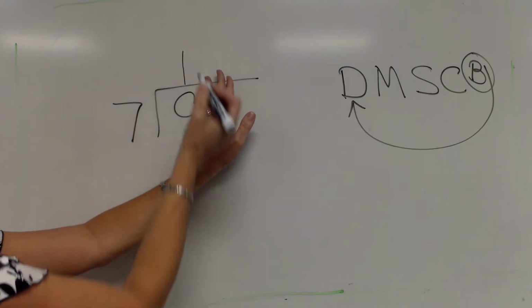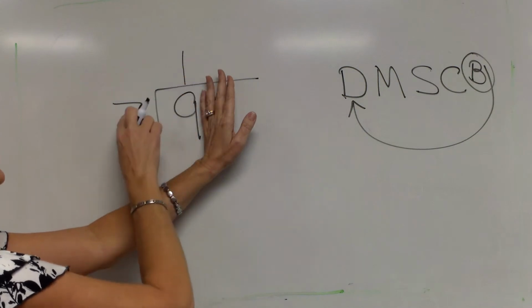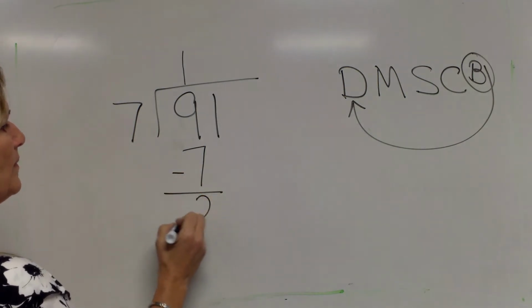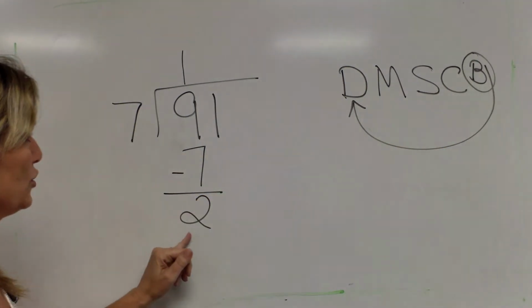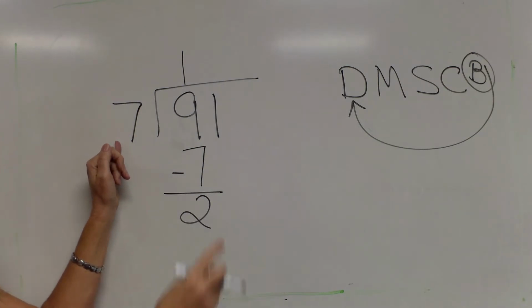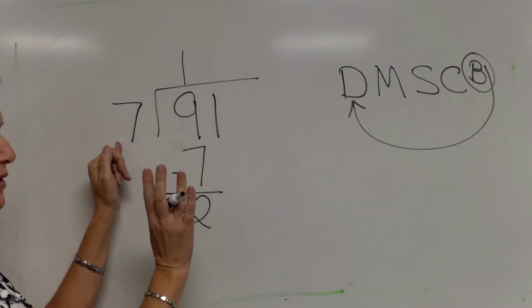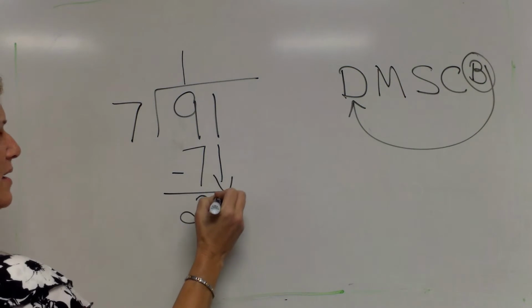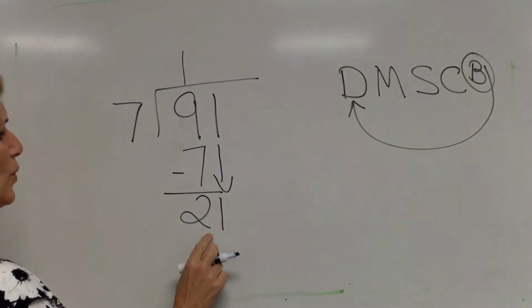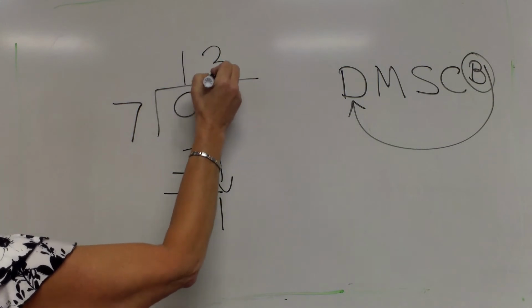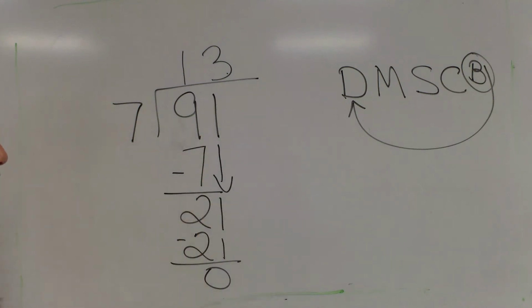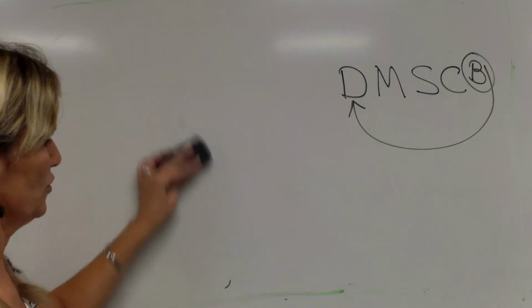I know it's 1. So now I'm going to multiply. 1 times 7 is 7. Now I'm going to subtract. Now I'm going to compare. Is 2 smaller than 7? If it's not, then this number is not big enough, but I'm doing good so far. Now I'm going to bring down. I bring down my next number, and I start all over. 21 divided by 7 is 3. 3 times 7 is 21. None left, nothing left to bring down. My quotient is 13.